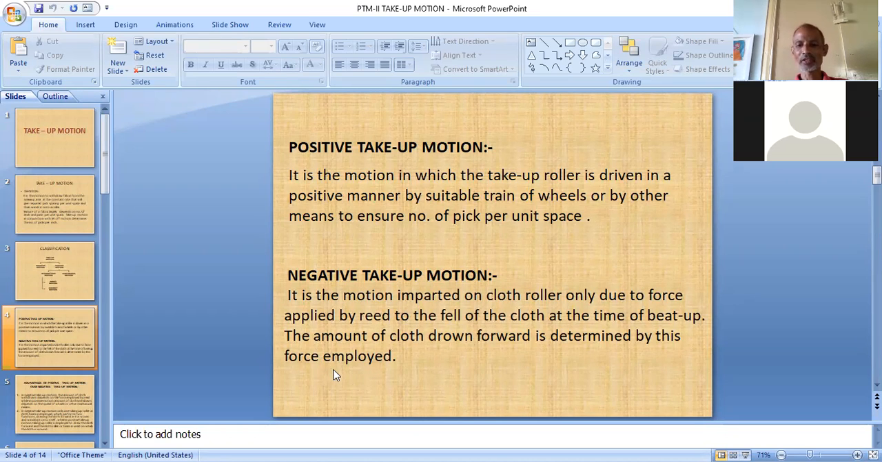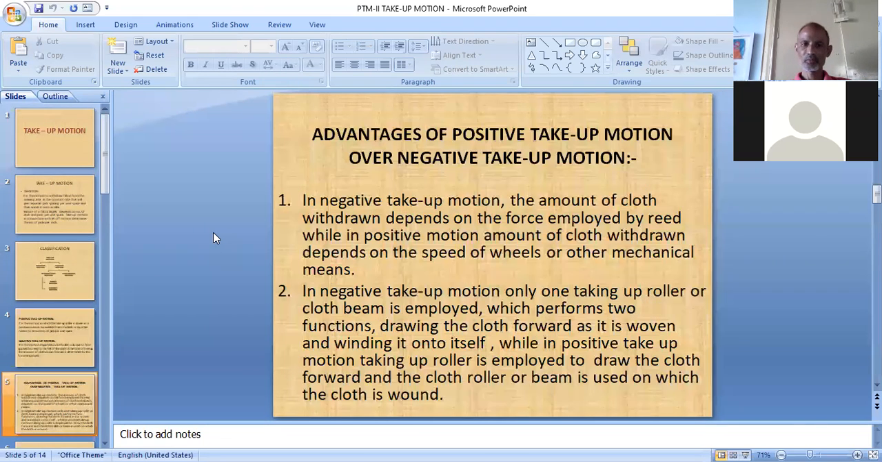Sometimes if the force employed is slightly higher, then it will withdraw a higher amount of the fabric. When the force is lesser, then the amount of cloth withdrawn will be lesser. So in this case, we cannot ensure the number of picks per unit space, which is possible with positive take-up motion. So here we are taking advantage of positive take-up motion over negative take-up motion.